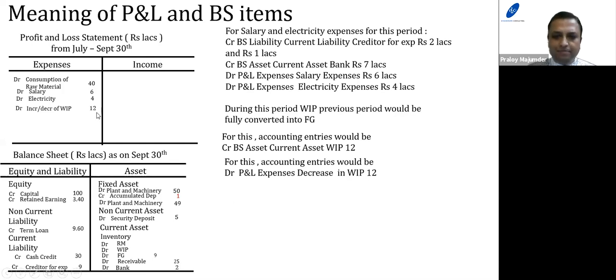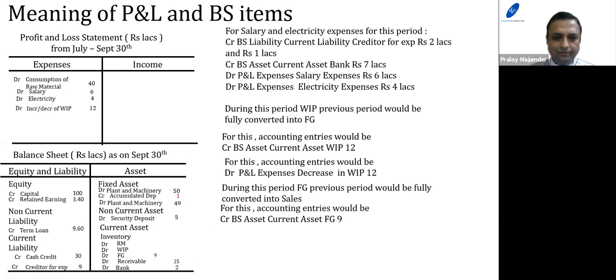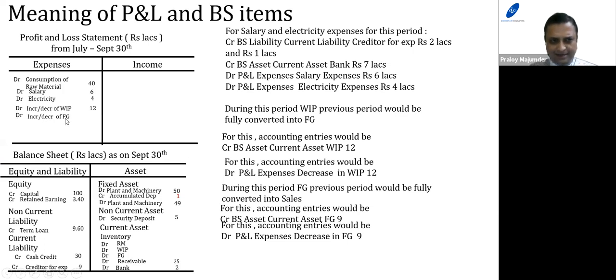Now, next part is that during this period, the finished goods would be fully converted into sales. So what was the finished goods? 9, same logic, 9 will move out. Since 9 is moving out, no finished goods. Second entry would be the debit P&L expenses decrease in finished goods. So here it will come debit increase or decrease. Here it is decrease of finished goods of the 9.